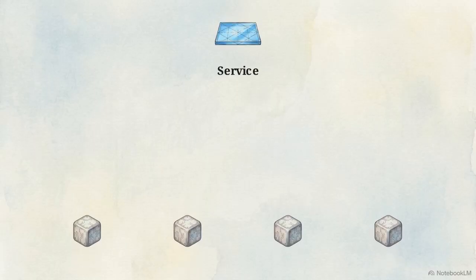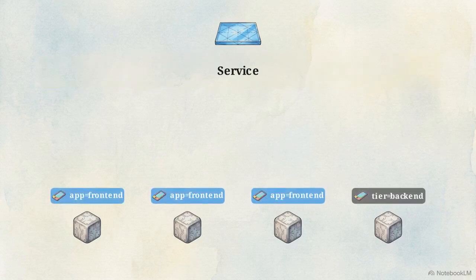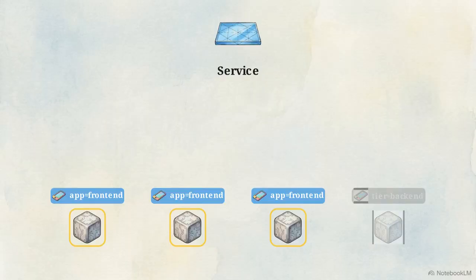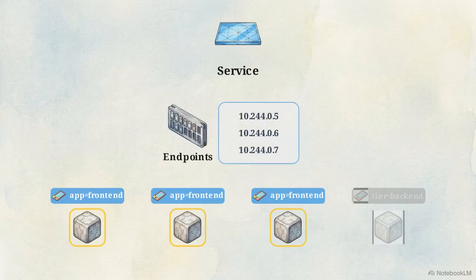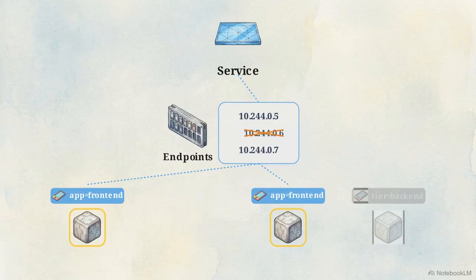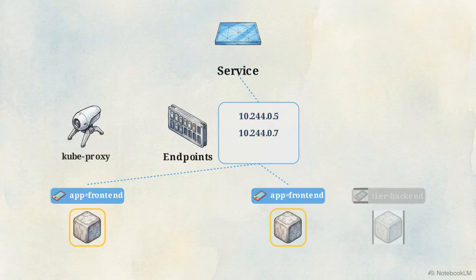To figure out which ephemeral pods it represents, the service relies entirely on label selectors. It scans the cluster for any pod carrying a specific tag, like app equals frontend. The actual routing is handled by the endpoints object. This acts as the mechanical bridge connecting the static service to the ever-changing pods. You can think of the endpoints object as a live, dynamically updated VIP list. It strictly tracks the active IP addresses of the specific pods the service is currently targeting.